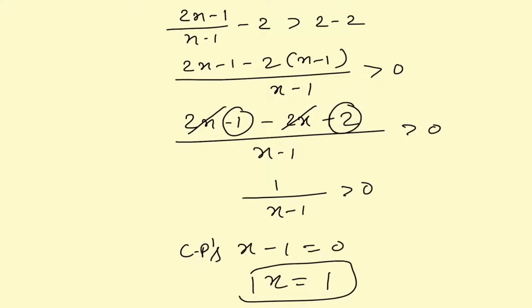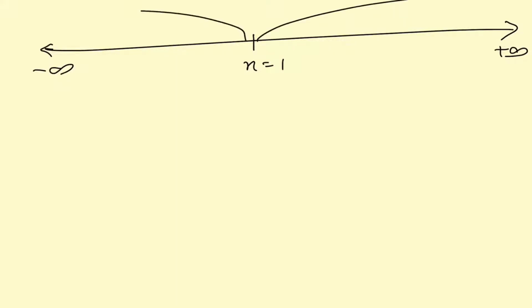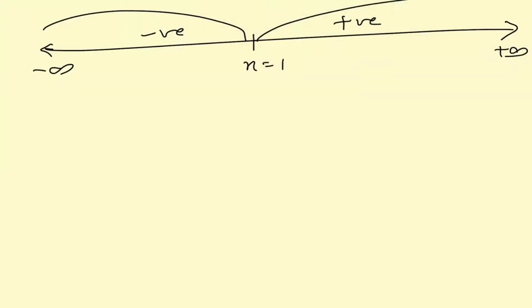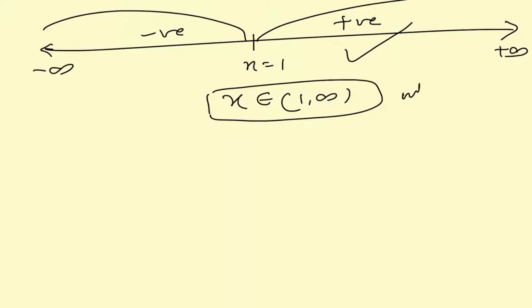So we represent this critical point x = 1 on the number line, and it divides the number line into two parts, positive and negative. Which region to choose? It is greater than 0, so we choose the positive region, that is x from 1 to infinity. So this is the answer. But here we need x to be less than 1/2, so we need to take the intersection of this.